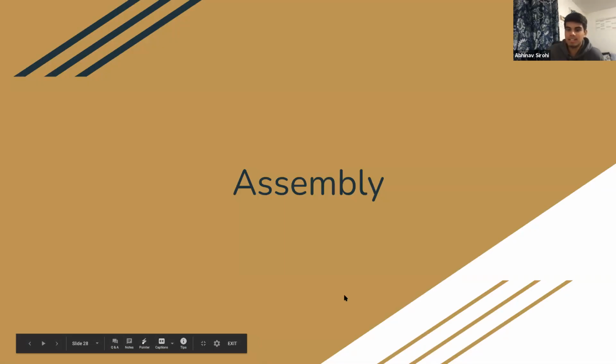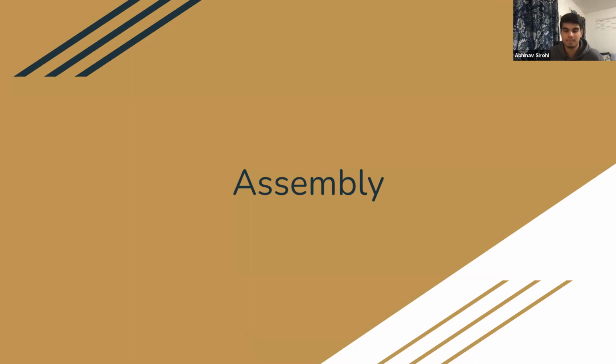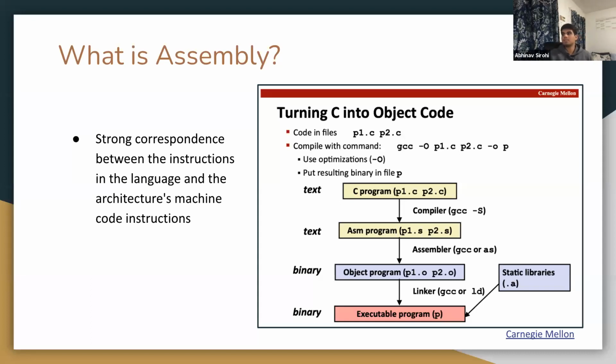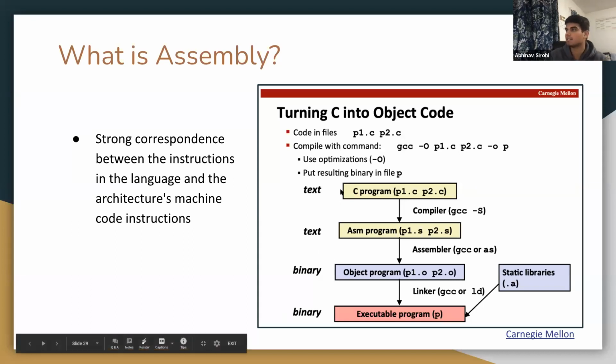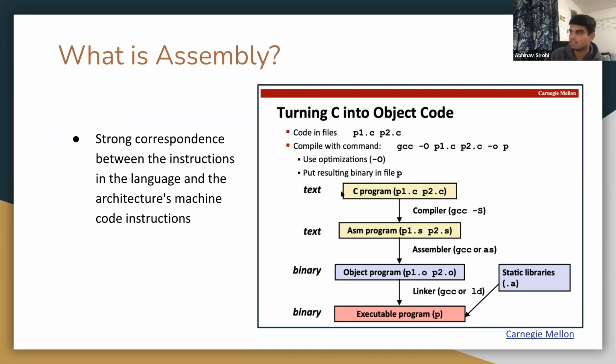And then, you guys have started talking about assembly, right? I think in the past lecture. So let's quickly look at what assembly is. Whenever we have a file such as p1.c, it goes through these 4 stages. We start off with the C program, which is just a text file, and then the assembly program, which is a text file, and then we have the compiled binary, and then the executable binary.